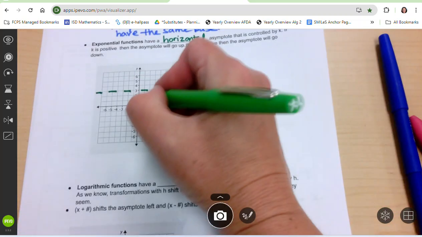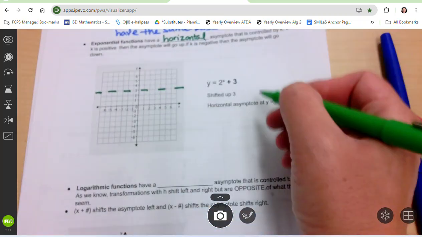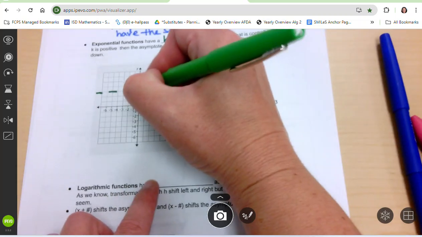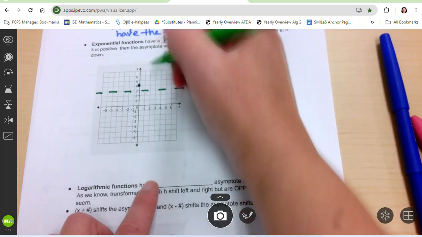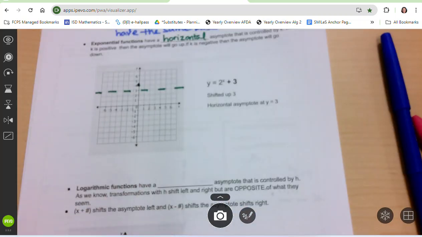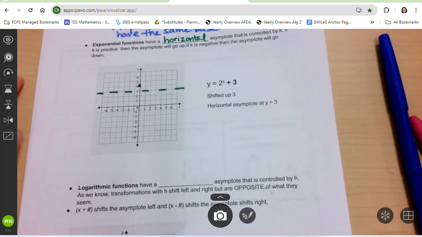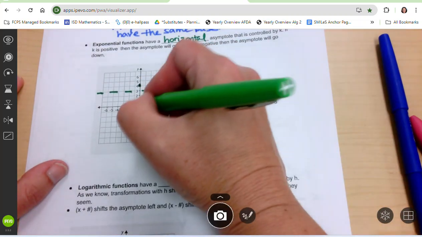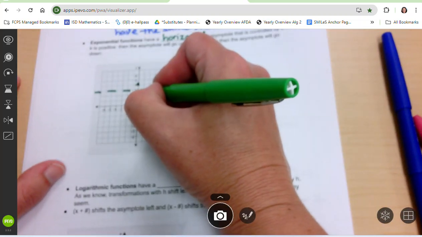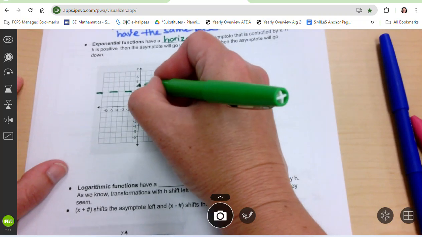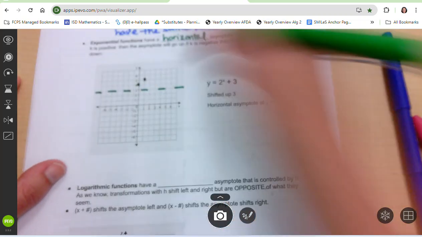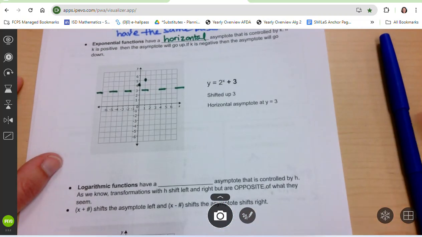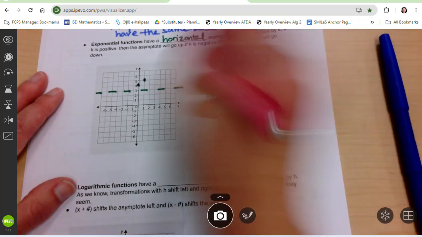Okay, so going back, here's 0, 1. I need to shift it up 3, so I'm going to go 1, 2, 3. And then the other one was at 1, 2, is here. I'm going to shift it up 3: 1, 2, 3. And then you're going to draw the curve that goes through those 2 points.